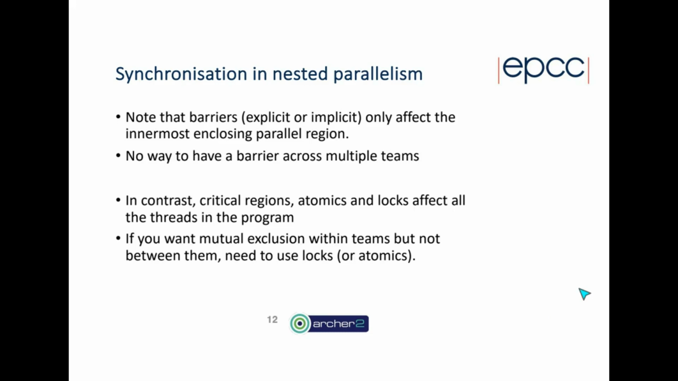Okay, and just to finish off this topic, you just need to think about how, if we use synchronization constructs inside nested parallelism, there are some rules about how they apply. Barriers, either explicit barriers or implicit barriers at the end of work sharing regions, only affect the threads in the innermost enclosing parallel region. So there's no way to use a barrier to synchronize across multiple teams.